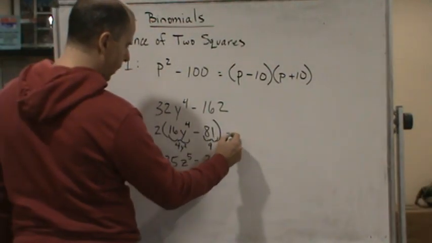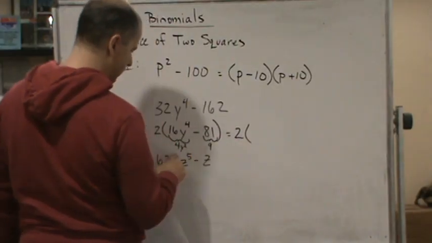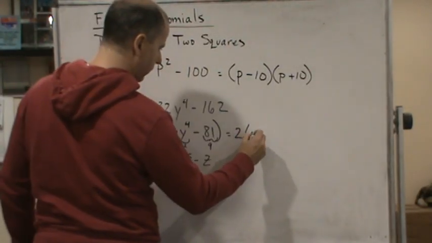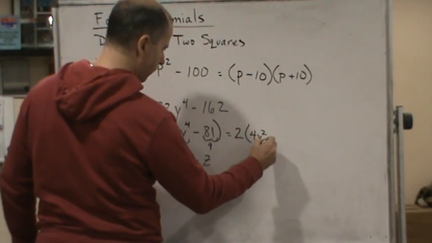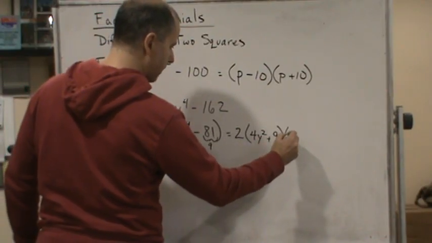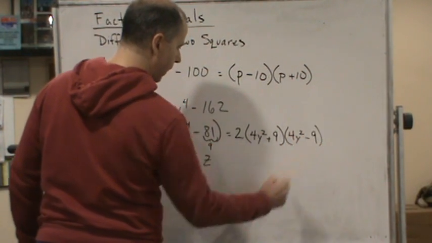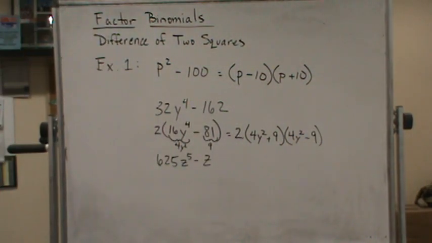And so we would write this, now don't forget your 2, so the factored form would be 2 times 4y squared plus 9 times 4y squared minus 9. And that would be it.